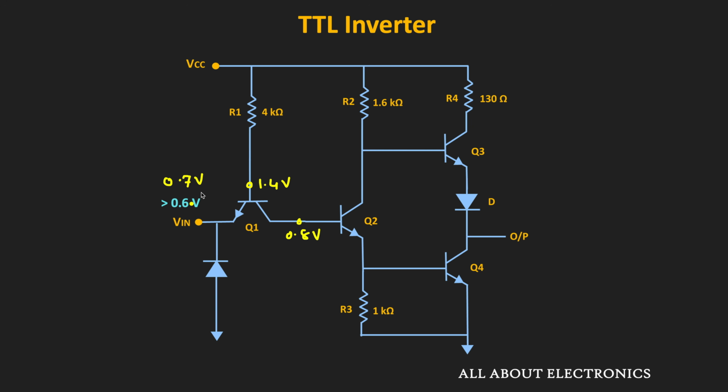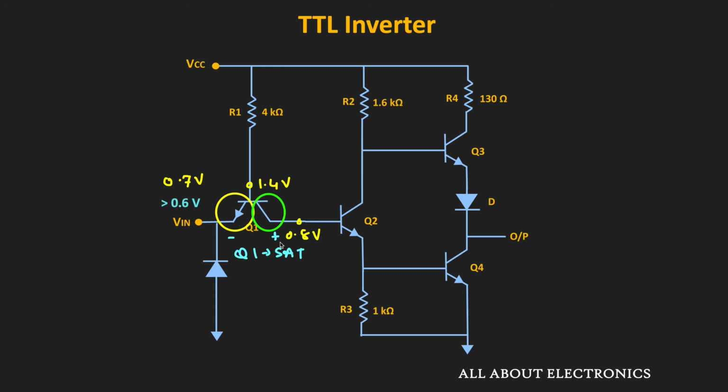Because when the input is around 0.7 volt, at that time this base emitter junction gets forward biased, and due to that, the voltage at the base will be roughly around 1.4 volt. Similarly, since the collector base junction is also forward biased, the voltage at the collector, or the voltage at the base of the Q2, will be roughly around 0.8 volt. That means once again this Q1 is operating in saturation, because both the base emitter and collector base junctions are forward biased. And since it is operating in saturation, the drop between the collector and the emitter would be roughly around 0.1 to 0.2 volt.